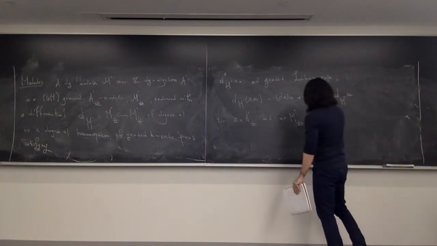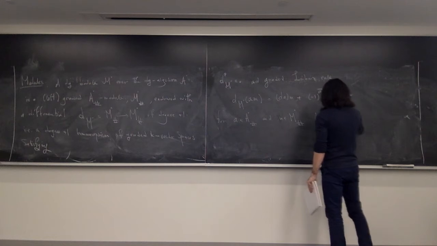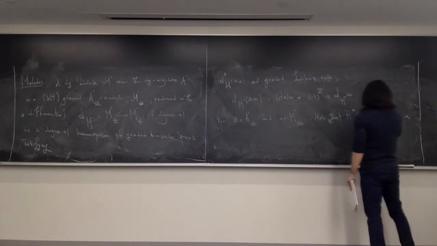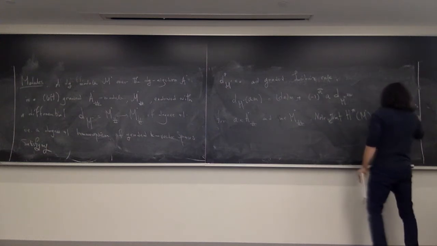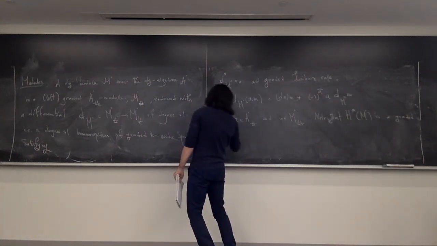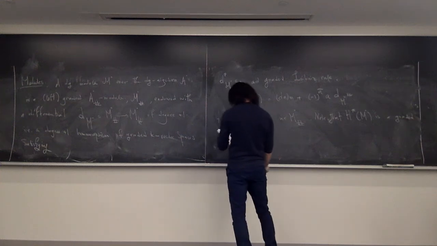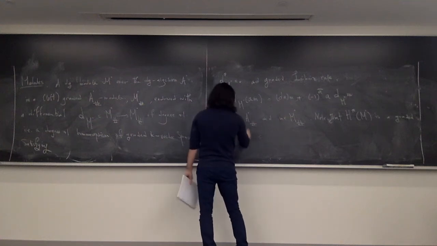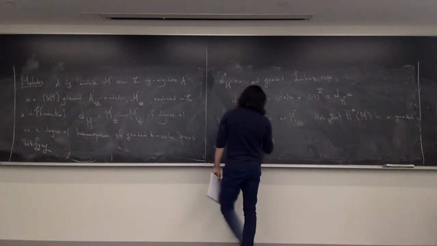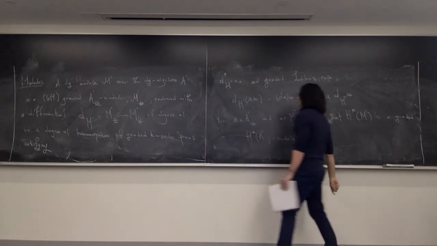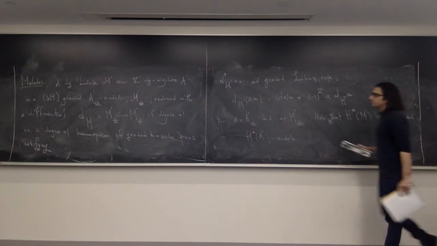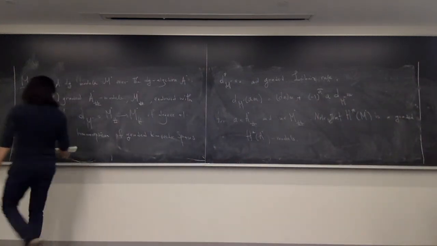Note that the cohomology, or the graded cohomology group of this M dot, is a graded module, let's put it this way, as a graded H star of A dot module. This algebra H star of A dot acts on it. So it's a module of that algebra. Okay, any questions?